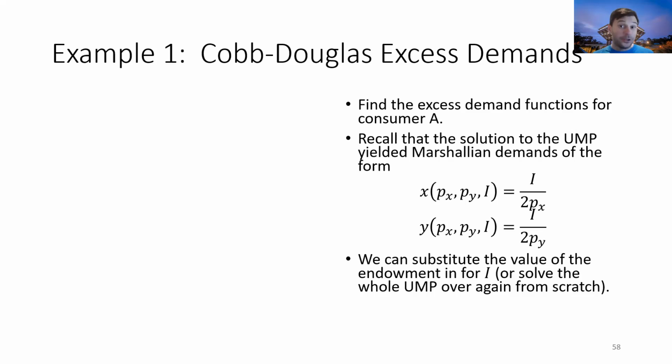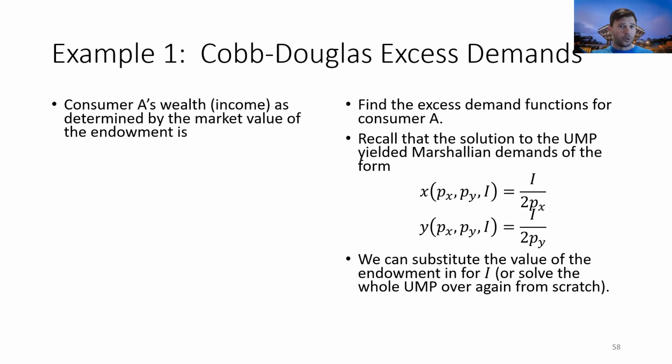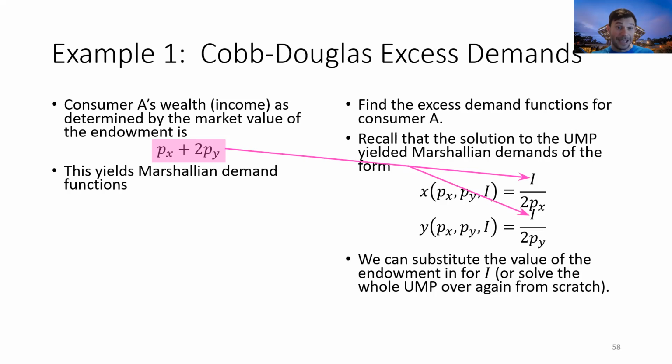Yeah, it's going to be the value of the endowments. That's right. We're going to plug in the X bar, the Y bar values for our income. So hopefully remember that consumer A was endowed with 1 unit of X and 2 units of Y. So A's income would be PX plus 2PY, and all we're going to do is plug that in for the income value in the Marshallian demand function. And that then will give us the Marshallian demand curves for goods X and Y for this particular individual, for individual A.